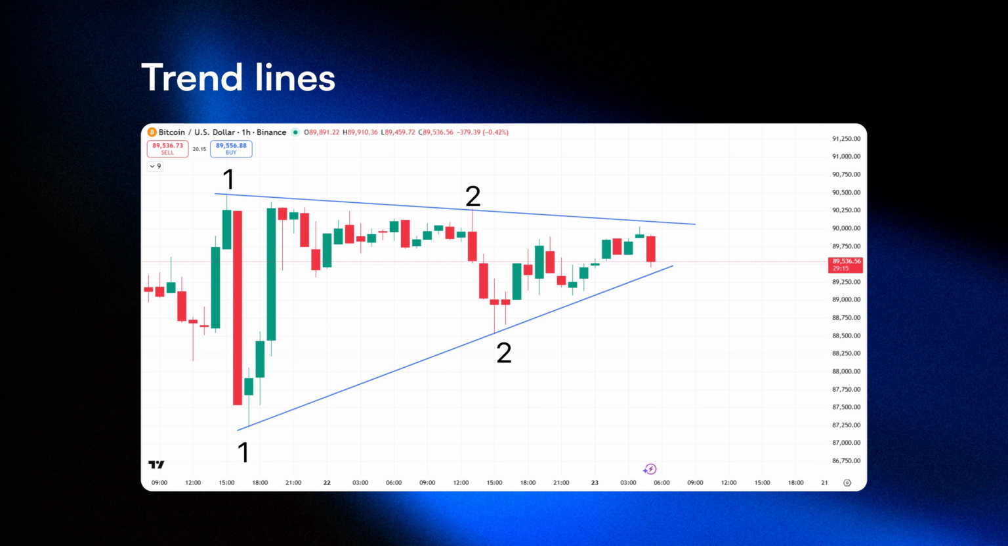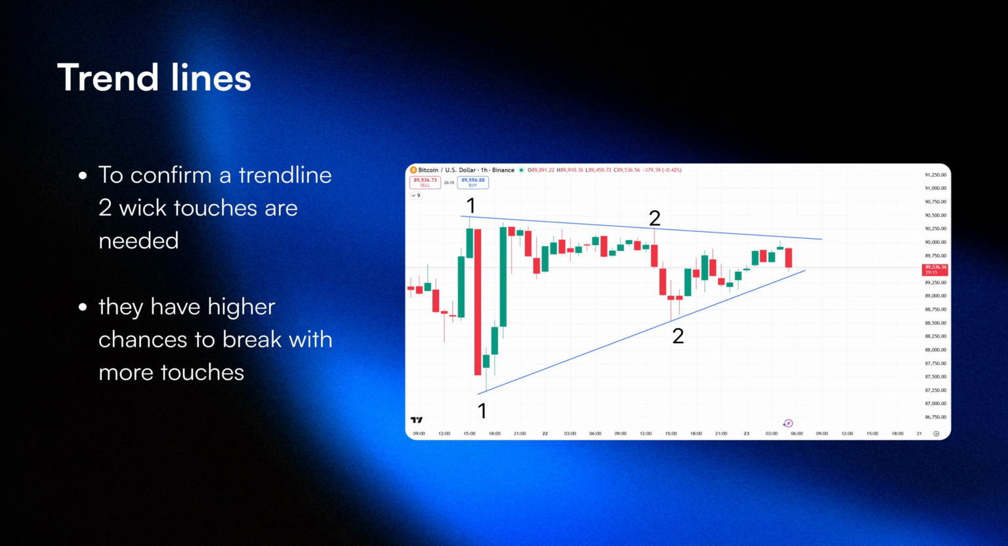Now let's talk about trend lines. Support and resistance are not only horizontal, they can also be diagonal. A trend line becomes valid after at least 2 touches. The more touches a trend line has, the stronger it becomes. But after multiple touches, the probability of a breakout also increases. So on each touch, we are closer to breaking that pattern, and it's very important to plan your trades ahead.